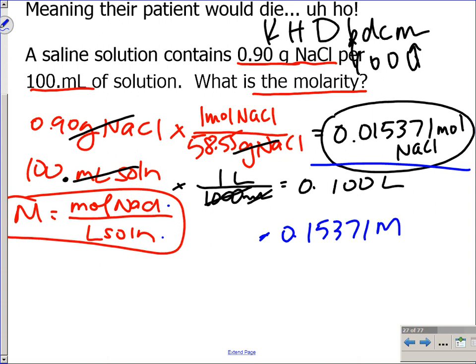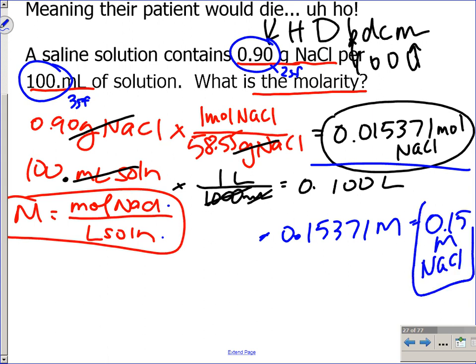And how many sig figs should that be? How many sig figs are up here, and how many here? This one has 2 sig figs, and this one has 3 sig figs. So this one should be at 2 sig figs, so the answer should be 0.15 molar sodium chloride. And that is our saline solution.